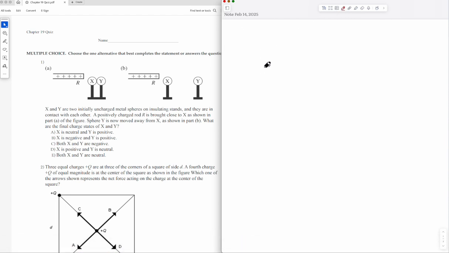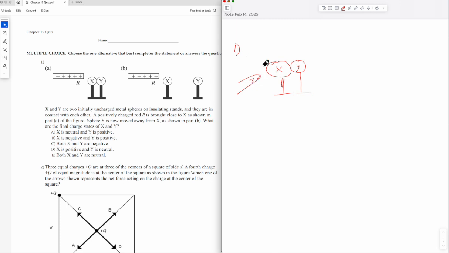Okay, so this is the chapter 19 quiz. First one: X and Y are two initially uncharged metal spheres. So this is X and Y. They are put together on an insulating stand, like that. All right, and then a charged object is put close by.